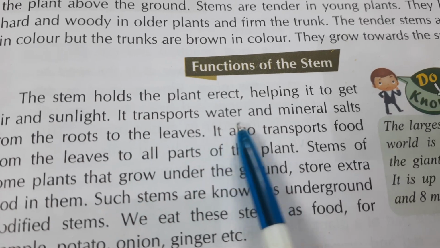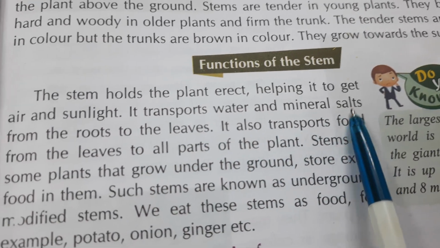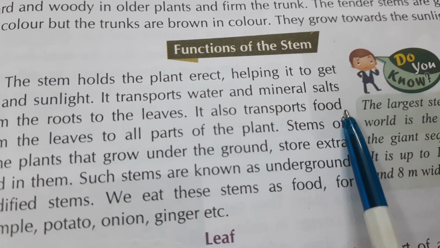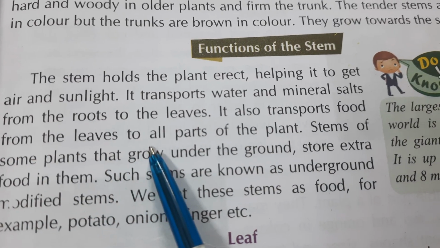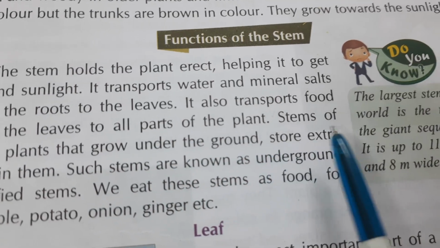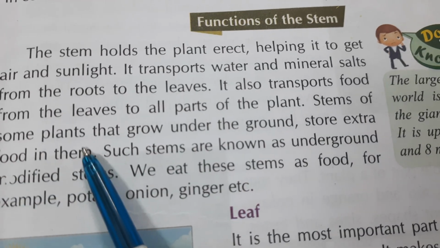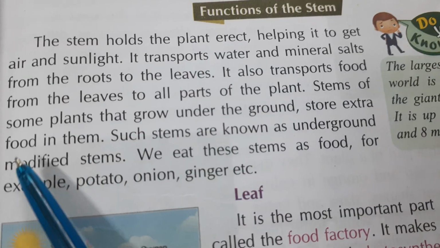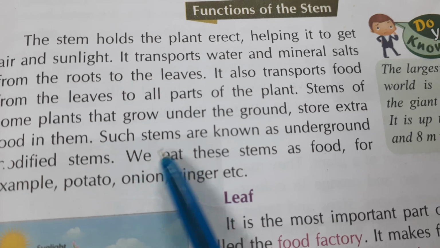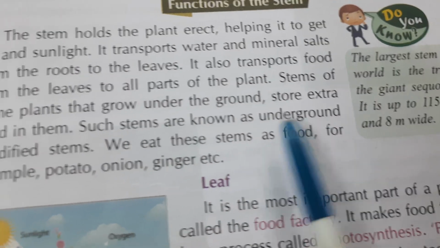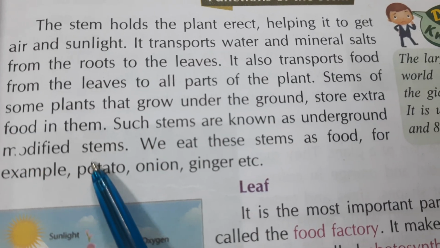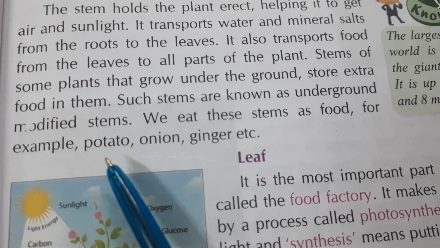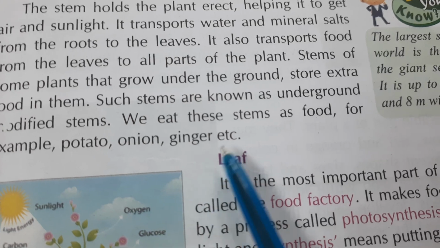It transports water and mineral salt from the roots to the leaves. It also transports food from the leaves to all parts of the plant. Stems of some plants that grow under the ground store extra food in them. Such stems are known as underground modified stems. We eat these stems as food, for example potato, onion, ginger, etc.